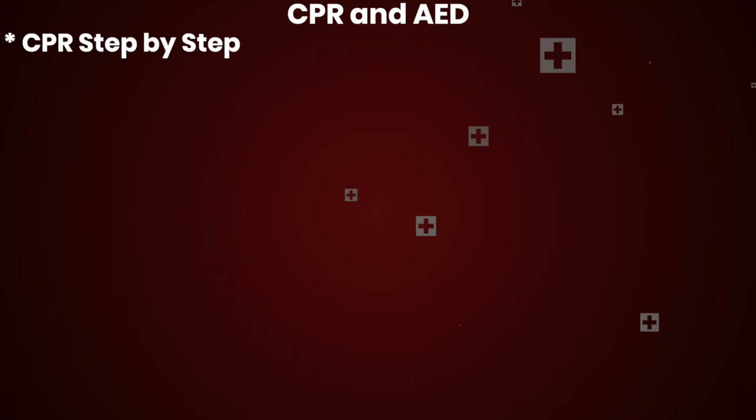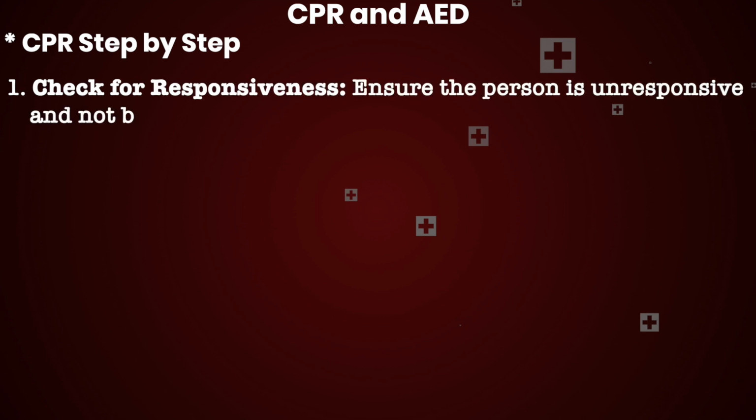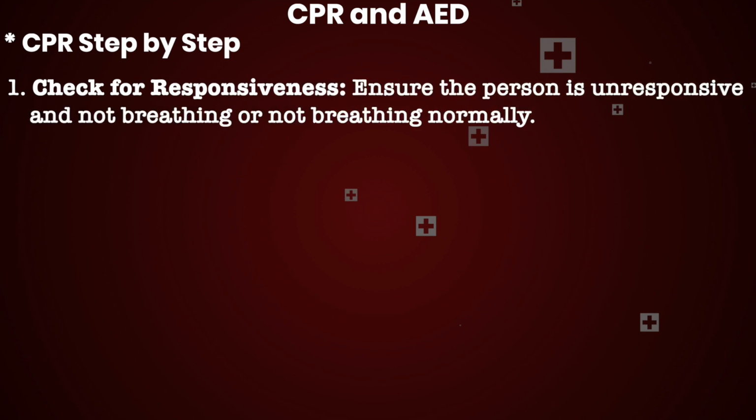Next, dear learners, let us see CPR and AED procedure. First, we will see cardiopulmonary resuscitation or CPR. CPR is a critical life-saving technique used in any emergency when someone's breathing or heartbeat has stopped. It's important to understand how to perform CPR correctly. First step is check for responsiveness. Ensure the person is unresponsive and not breathing or not breathing normally.